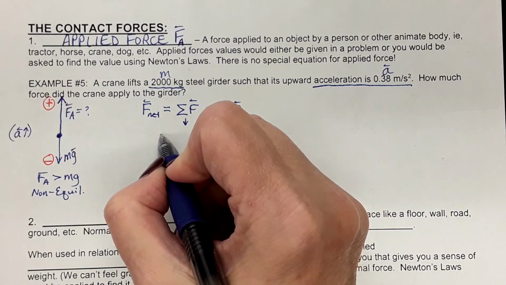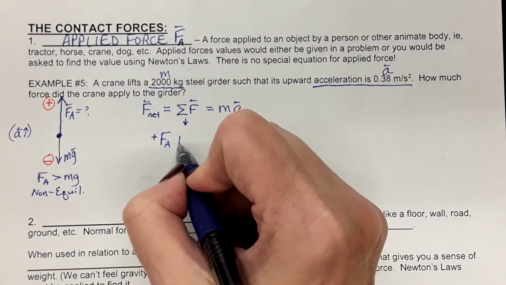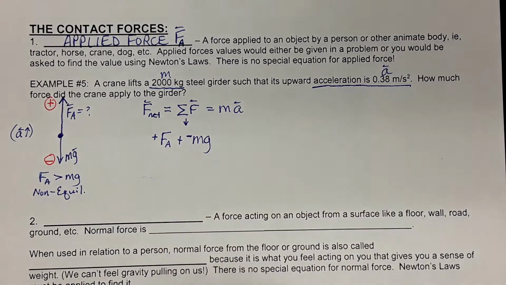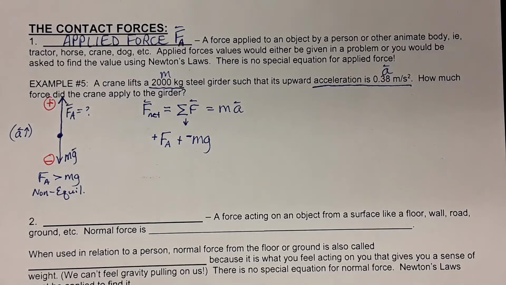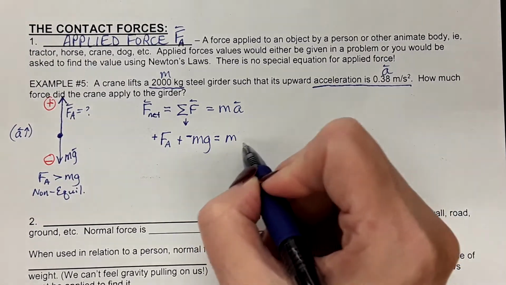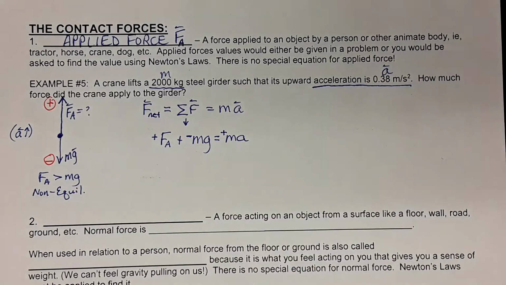We only have two forces. We have the applied force, which is in the positive direction, and we have the weight, which is in the negative direction. These directions are very important. The signs make a difference. The mass and the acceleration upward, which is also positive, is important.